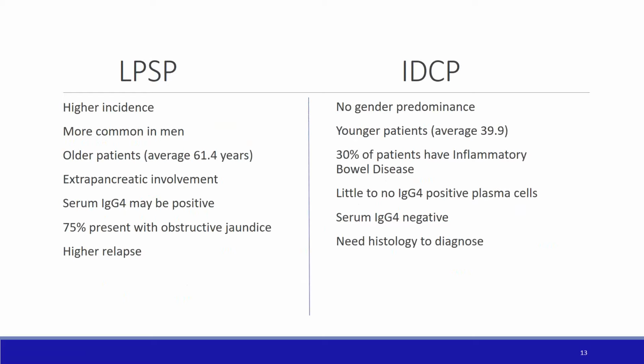The IDCP does not have a gender predominance, and typically affects younger patients around the age of 40. 30% of patients will have inflammatory bowel disease, most often ulcerative colitis. There are little to no IgG4 positive plasma cells, and the serum IgG4 is typically negative. Because of this, you often need histology to diagnose. Just to make things even more confusing, the LPSP can be seronegative, and the IgG4 can be falsely positive.